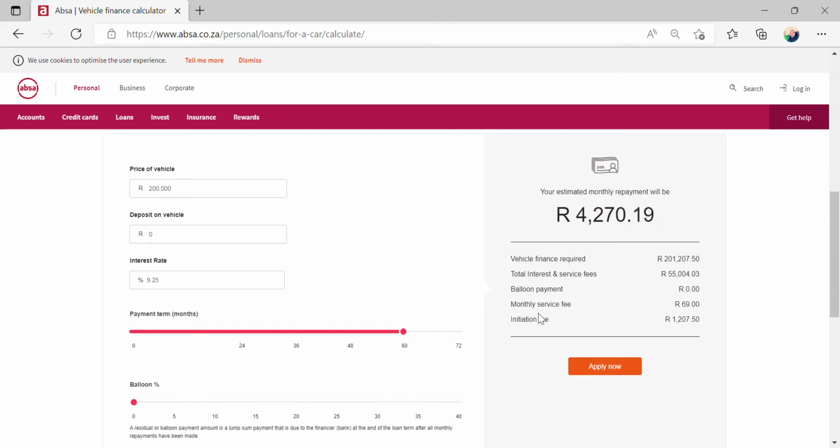If I were to drag the icon back to 72 months, you'll see my monthly installment will drop down to 3,720 Rand and 89 cents. This is because, as I explained, there is a direct relationship between your payment term and the amount of interest that you will have to incur. Because for a longer period, obviously there is more interest, but then for a shorter period, then there is less interest. I hope that makes sense.